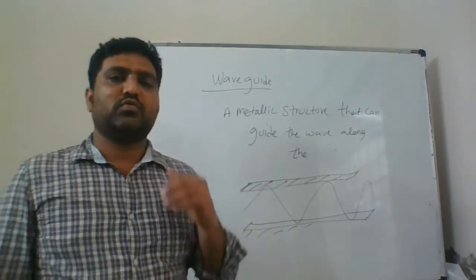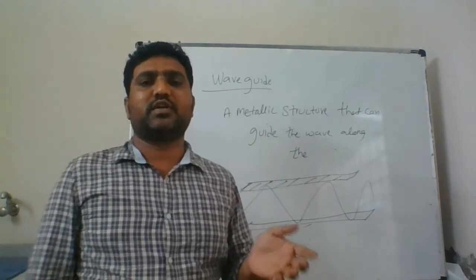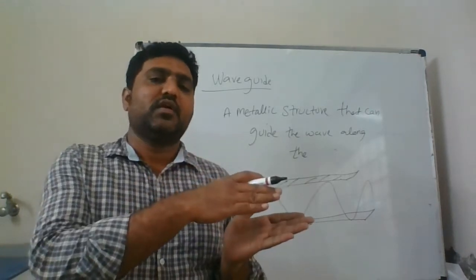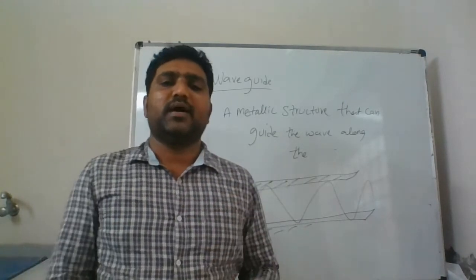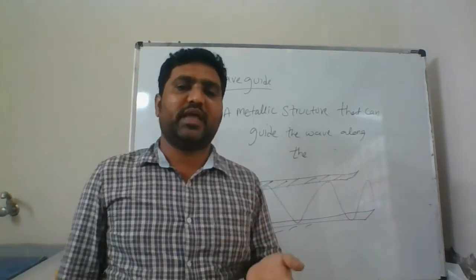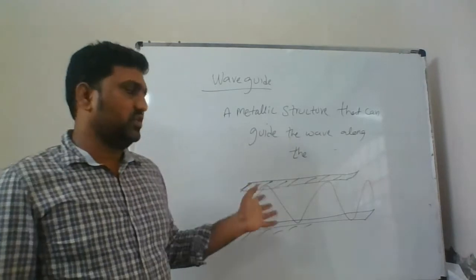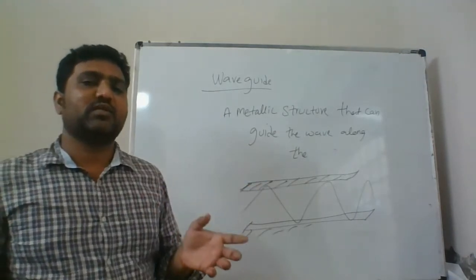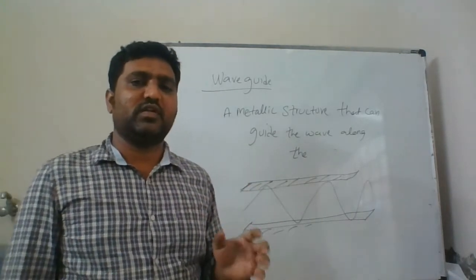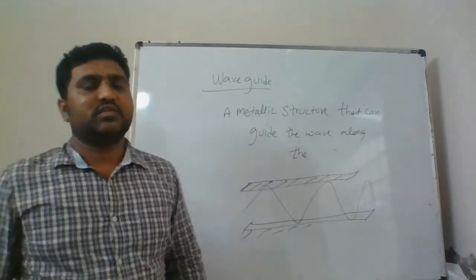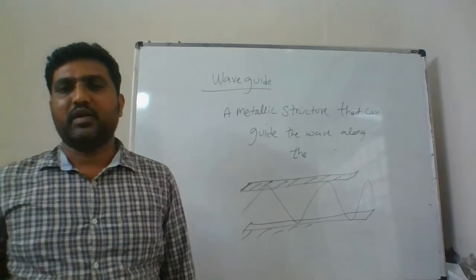So if you want to construct a waveguide, we need two metallic conducting plates, and those two should be separated by a dielectric, which can be air, vacuum, or anything. These kinds of structures will help us transfer microwave signals through them without much losses. So this is the simple waveguide.